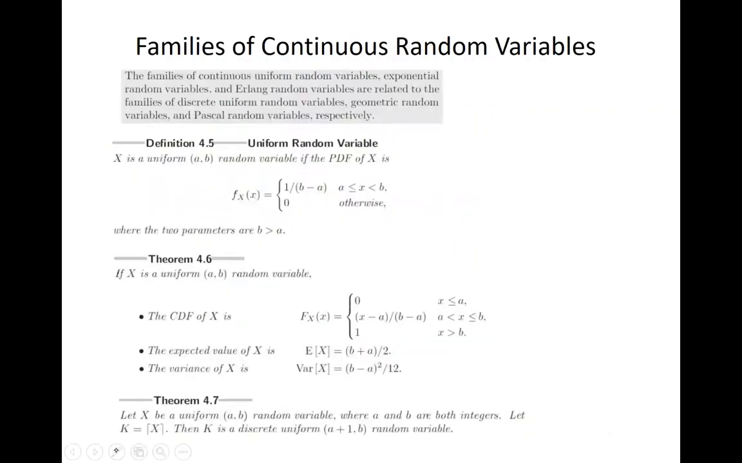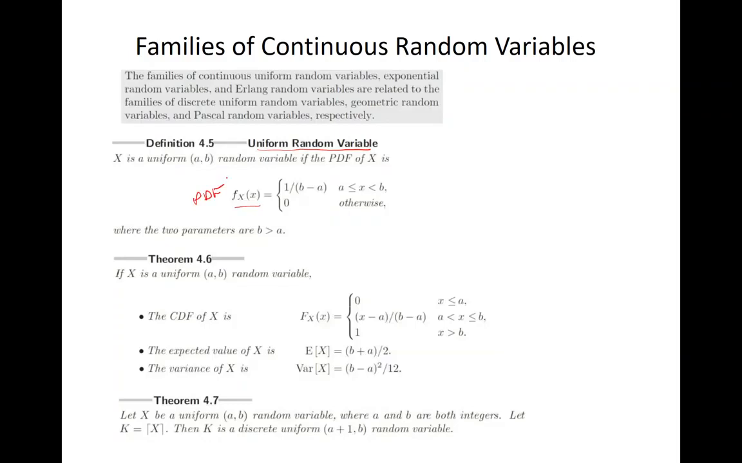Families of continuous random variables. There are many random variables, either discrete or continuous. In this course, we selected some and studied them, especially those which are quite useful for electrical engineering. The first continuous random variable family is the uniform random variable. The uniform random variable has this PDF.